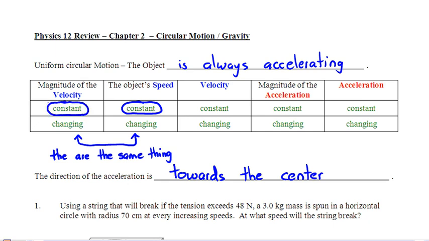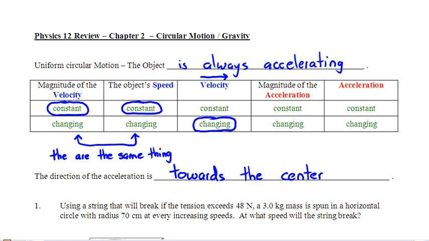That's constant. But velocity is better than just the size of the velocity. It's also the direction of the velocity, all packed into that one word, velocity. So velocity being a vector, because the direction is changing, the velocity is always changing for uniform circular motion.